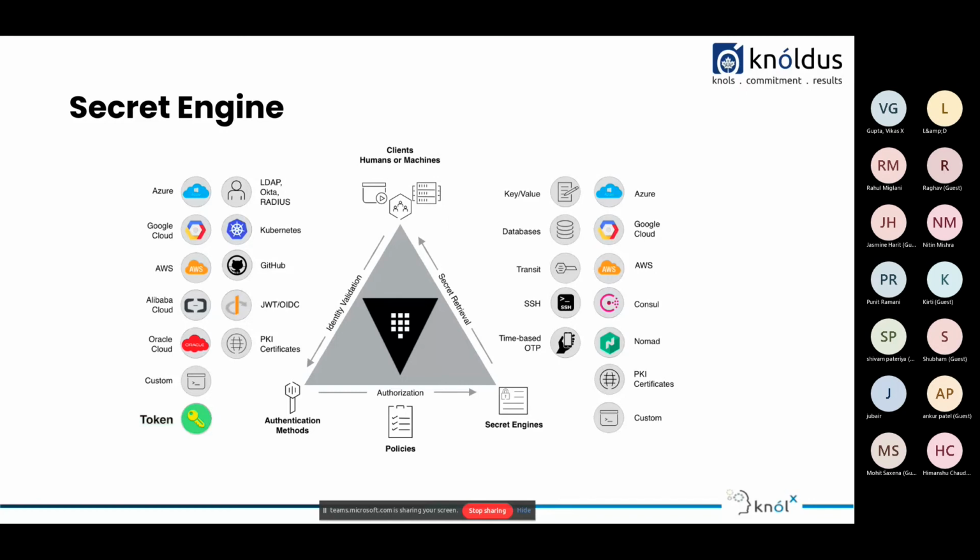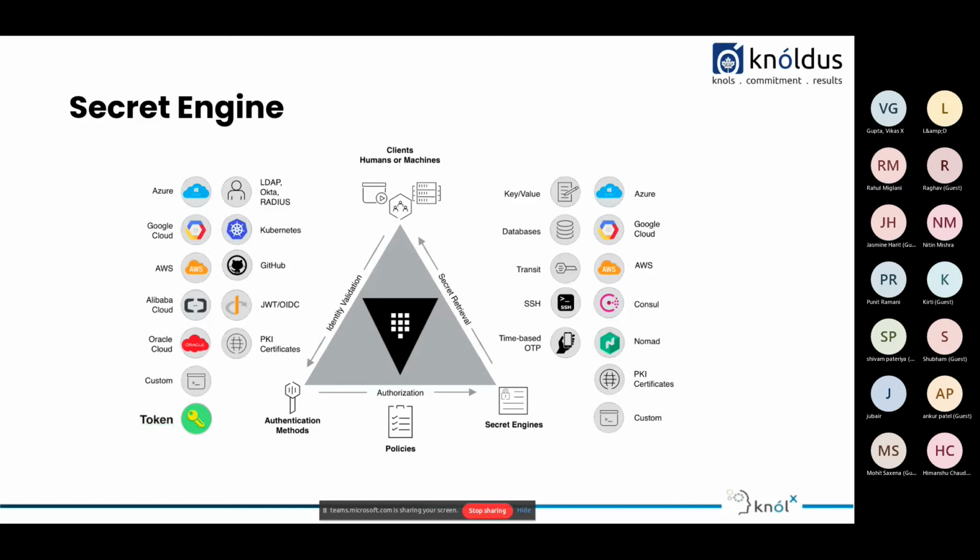All right, so what actually is a secret engine? Secret engines are basically the components which store, generate, and encrypt data. We have a lot of secret engines in Vault. We have key value, a databases secret engine, Transit, SSH, time-based OTPs, GitHub, JWT, OIDC, PKI certificates. So there are a lot of secret engines that Vault provides, right?